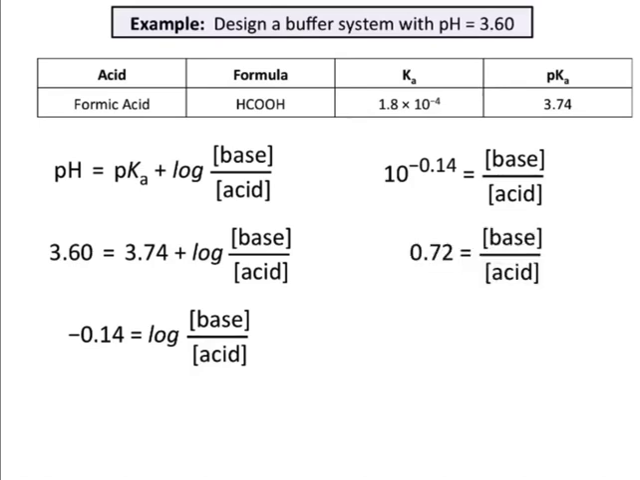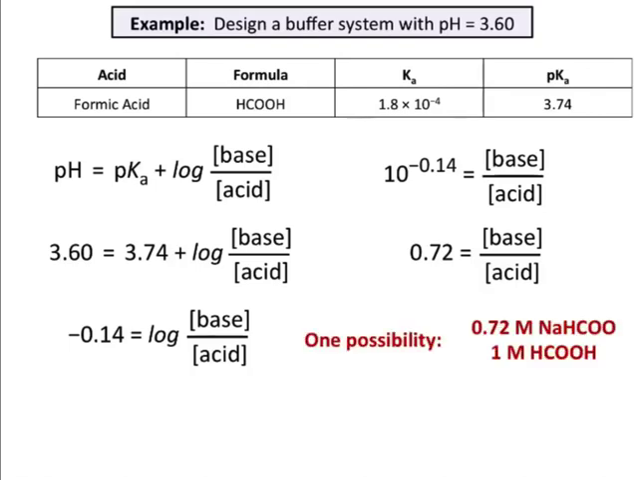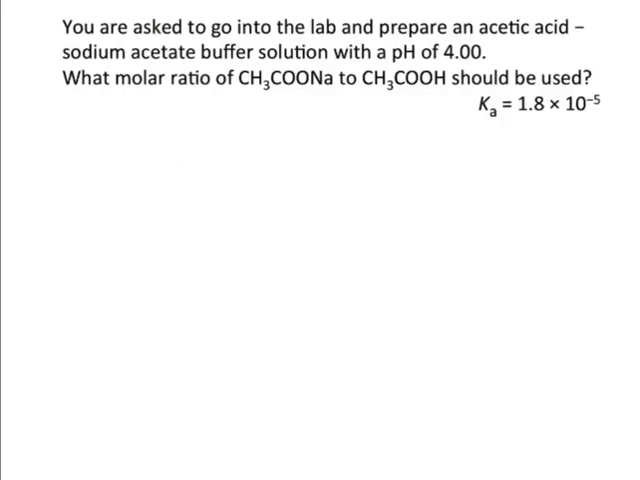So now, if you want this pH, all you need is your base to be 0.72 for every one acid you have. And remember, this is the conjugate base of the weak acid. You're adding both to make the buffer. So 0.72 and 1 is one possibility. As long as you keep this ratio, you can scale the absolute amount and still keep the same pH. All right, now here's one for you to try. I encourage you to pause it, and then I'll put the answer up.